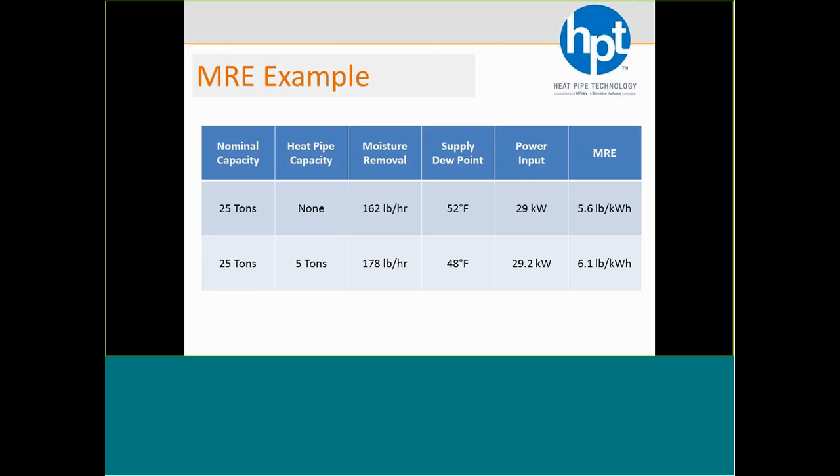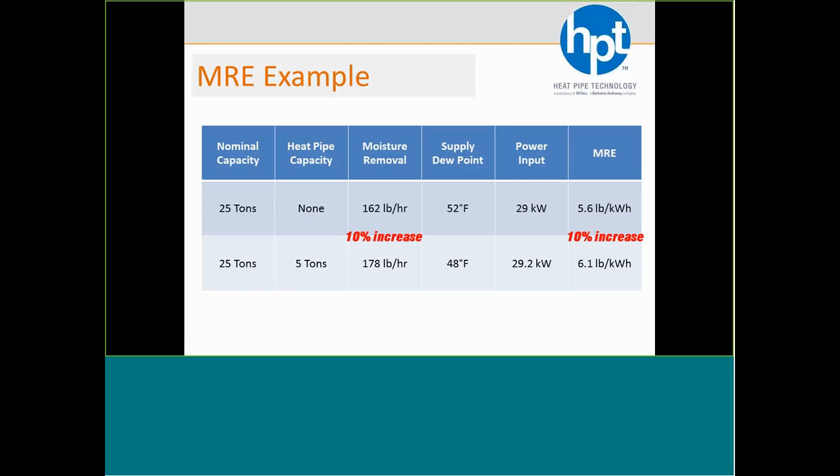So now we've removed more moisture, and we've added very little power, because all we've done is add static pressure to the system, and not much if it's a two-row heat pipe. So it's just a little bit of fan power. You can see that all we did was bump up the power from 29 to 29.2 kilowatts. So we increased the moisture removal by about 10%, and because that extra power is so small, we've actually increased the MRE by about 10% as well.